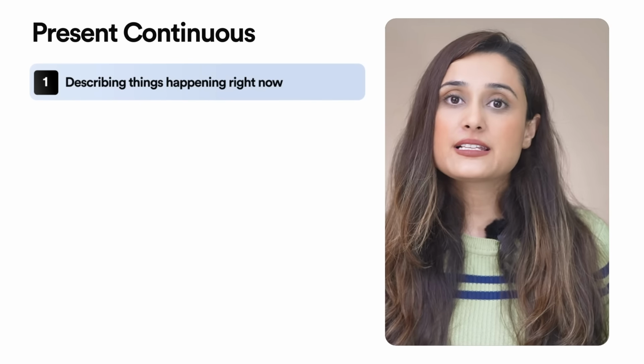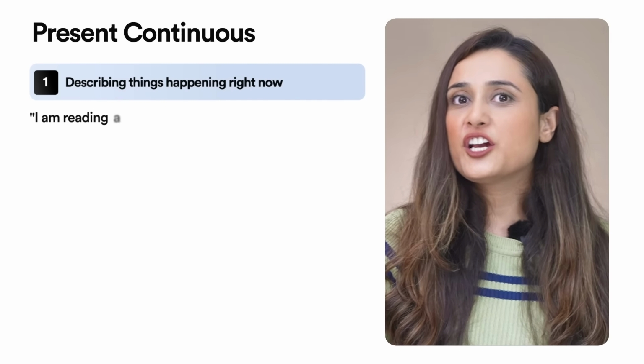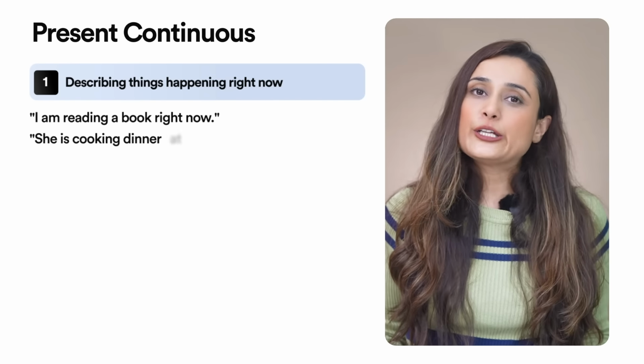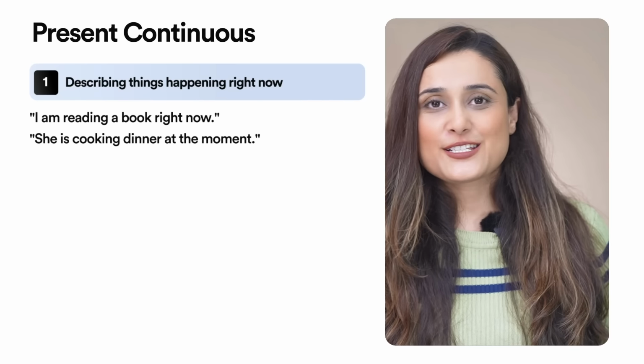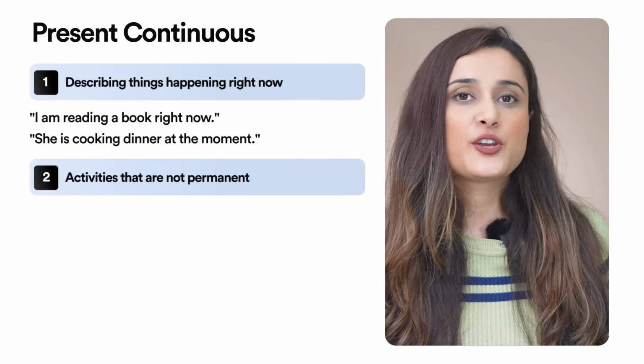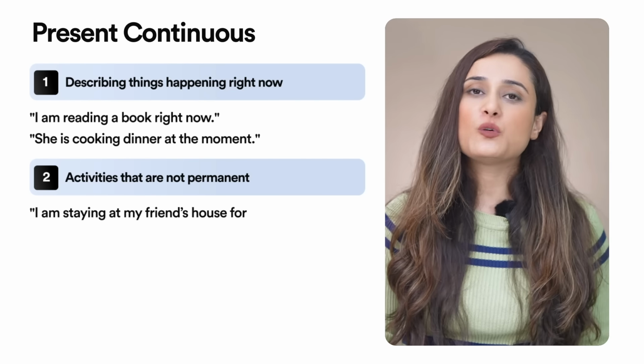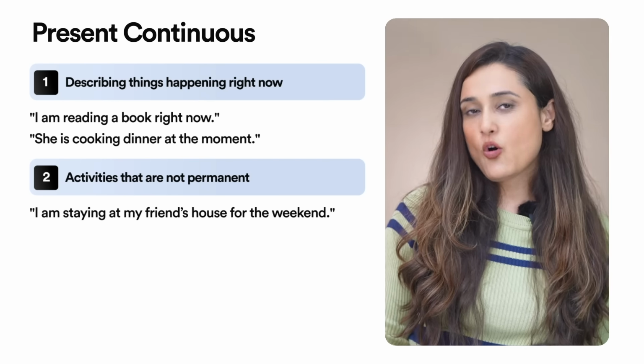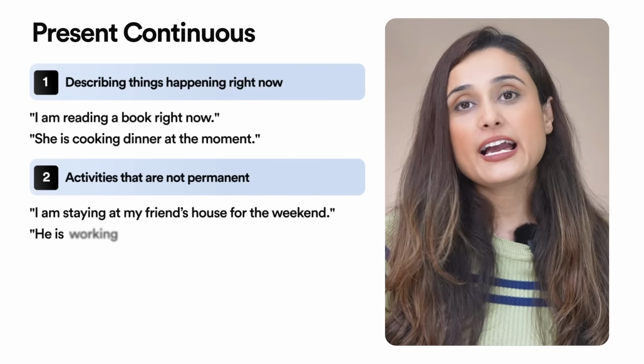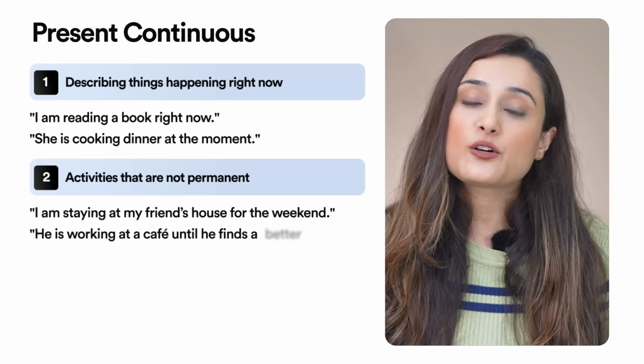Here are some uses. First, describing things happening right now. I'm reading a book right now. She is cooking dinner at the moment. Next use case is of activities that are not permanent. I'm staying at my friend's house for the weekend. When the weekend will be over, I'll be gone. He's working at a cafe until he finds a better job.